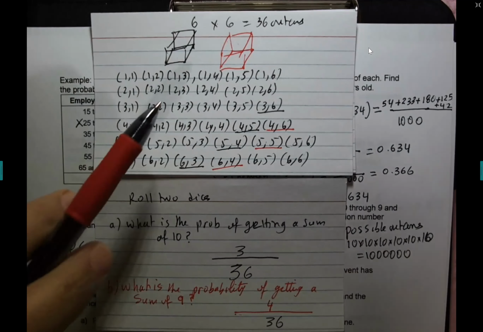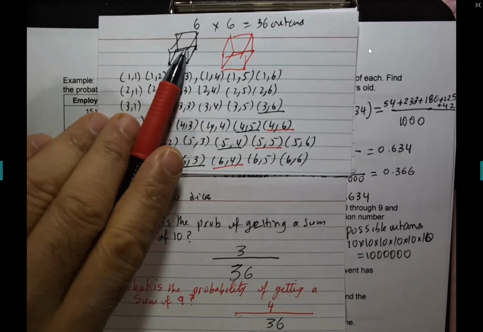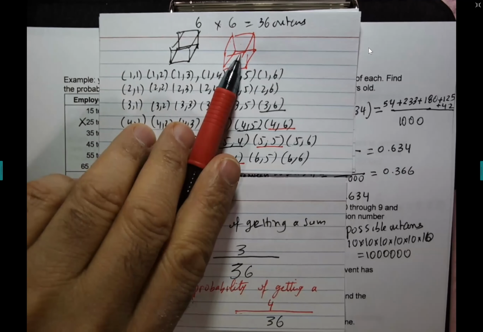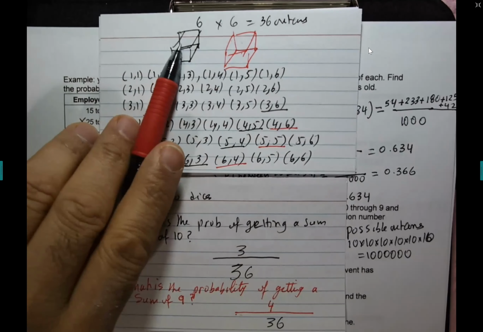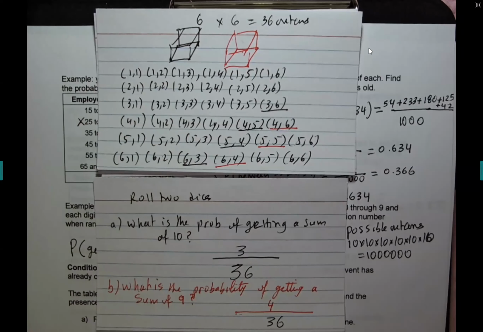Now, some students in the past told me, Mr. Bazzi, aren't 3 and 6 and 6 and 3 the same? I said, no, and let me tell you why. 6 could show up on the black die, and 3 could show up on the red one. But if you have a 3 that's shown up now on the black, and the 6 shown up on the red, so they're 2 different colors, 2 different combinations, so they're not the same. 6-3 and 3-6 are 2 different outcomes. So you get 4 out of 36.